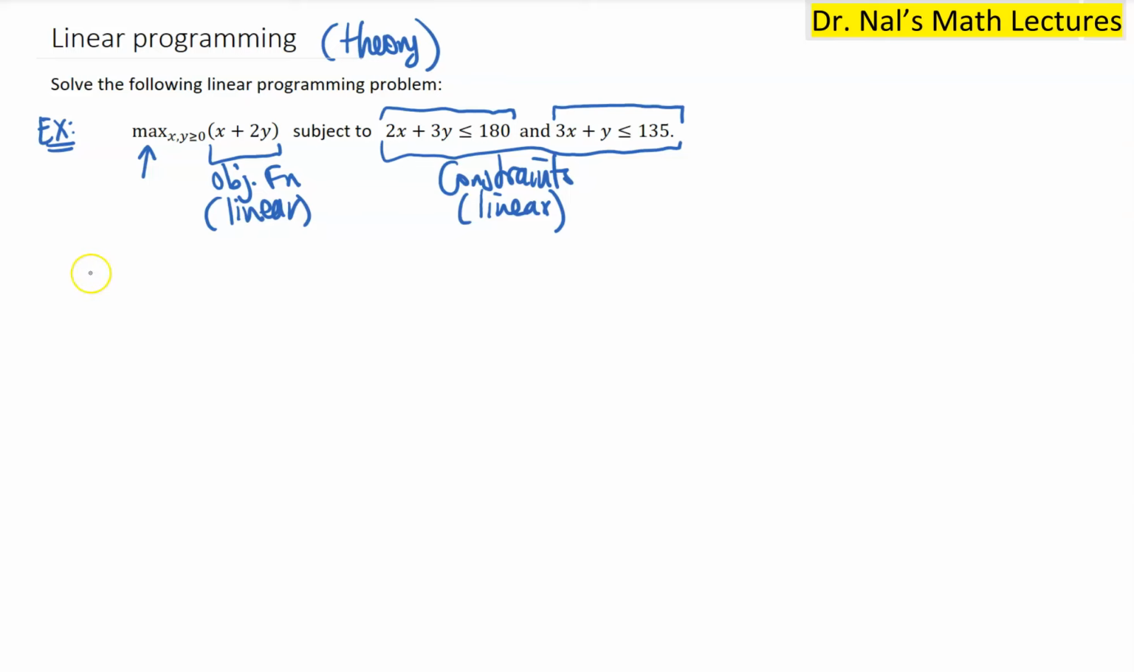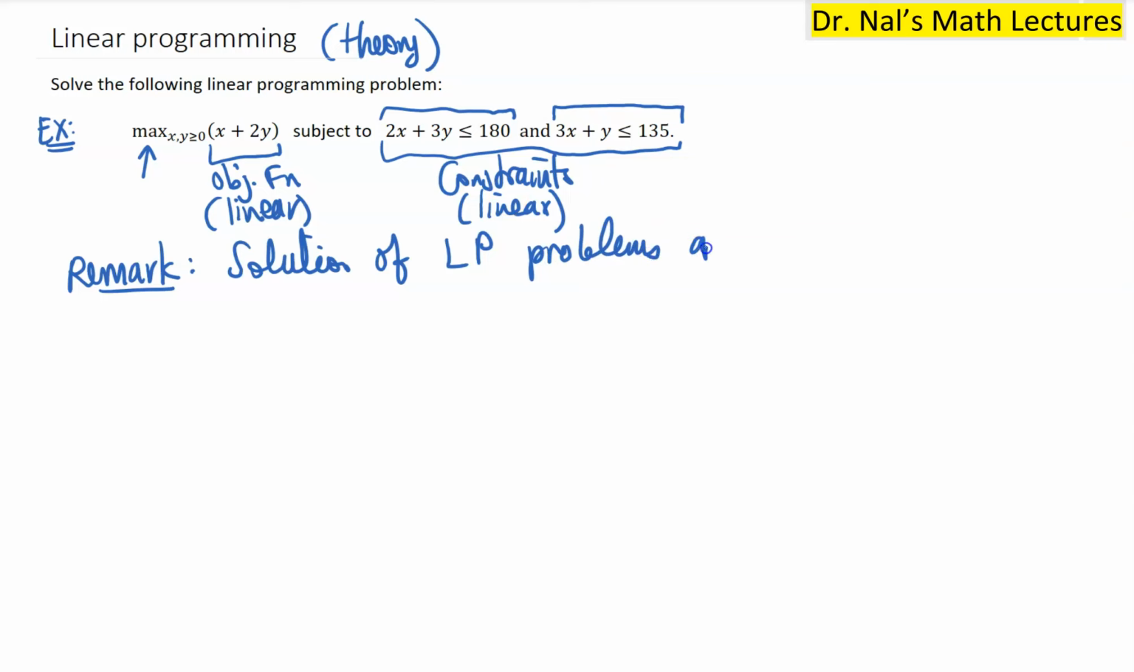All right, so if anything, we need to write it as a remark. Solution of linear programming problems are at corners. So what does that mean?